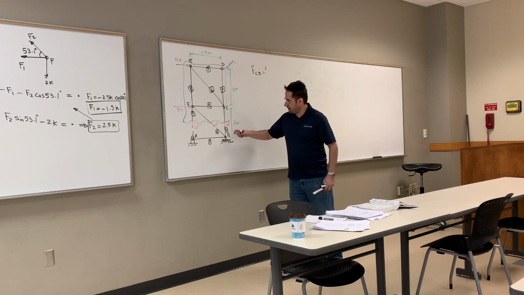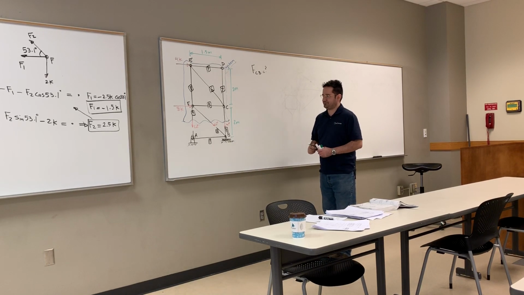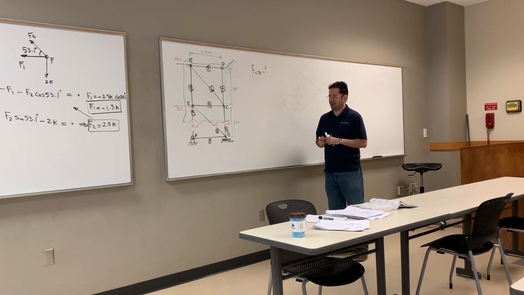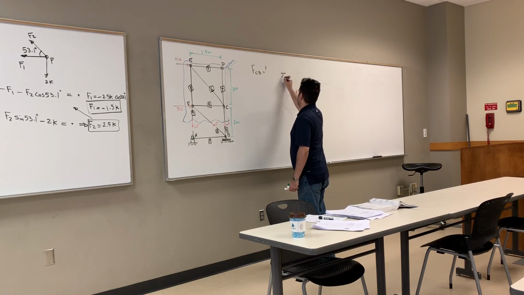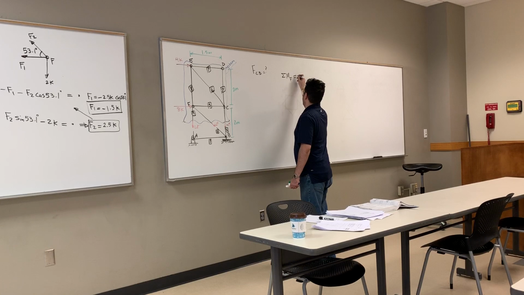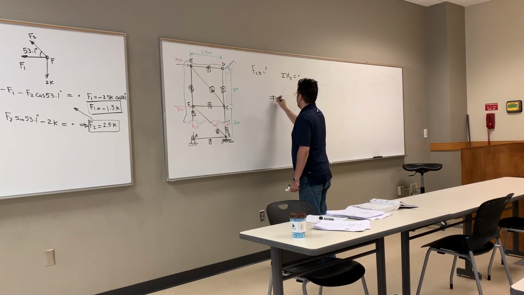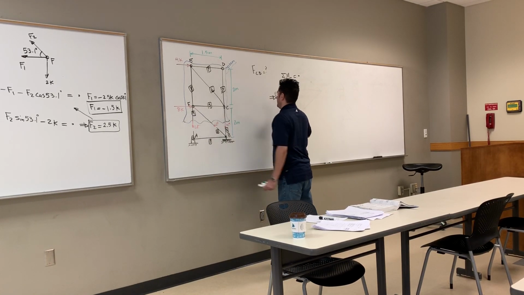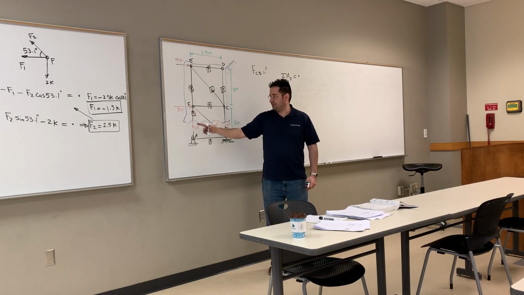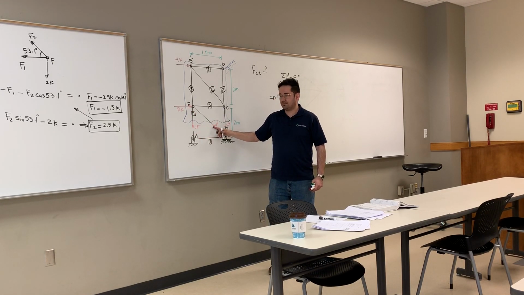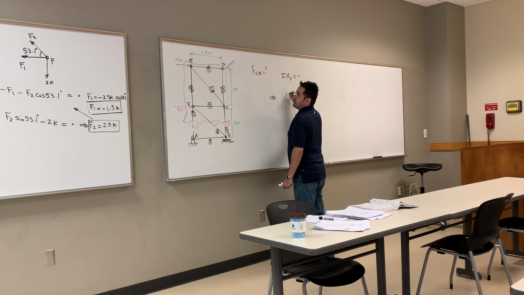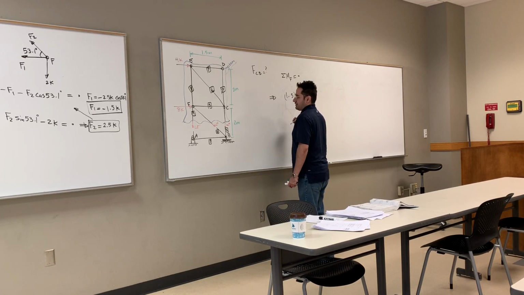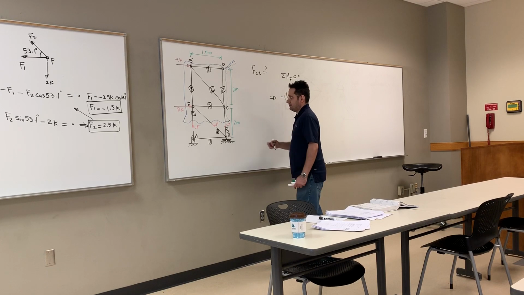Now, if I want to find F3, what should I do? Moment around F. Summation of moment on F is 0. So let's work on this equation. Let's start with AK. What do I get? 0. Then 1.5 times F3. Positive or negative? Negative. Thank you.